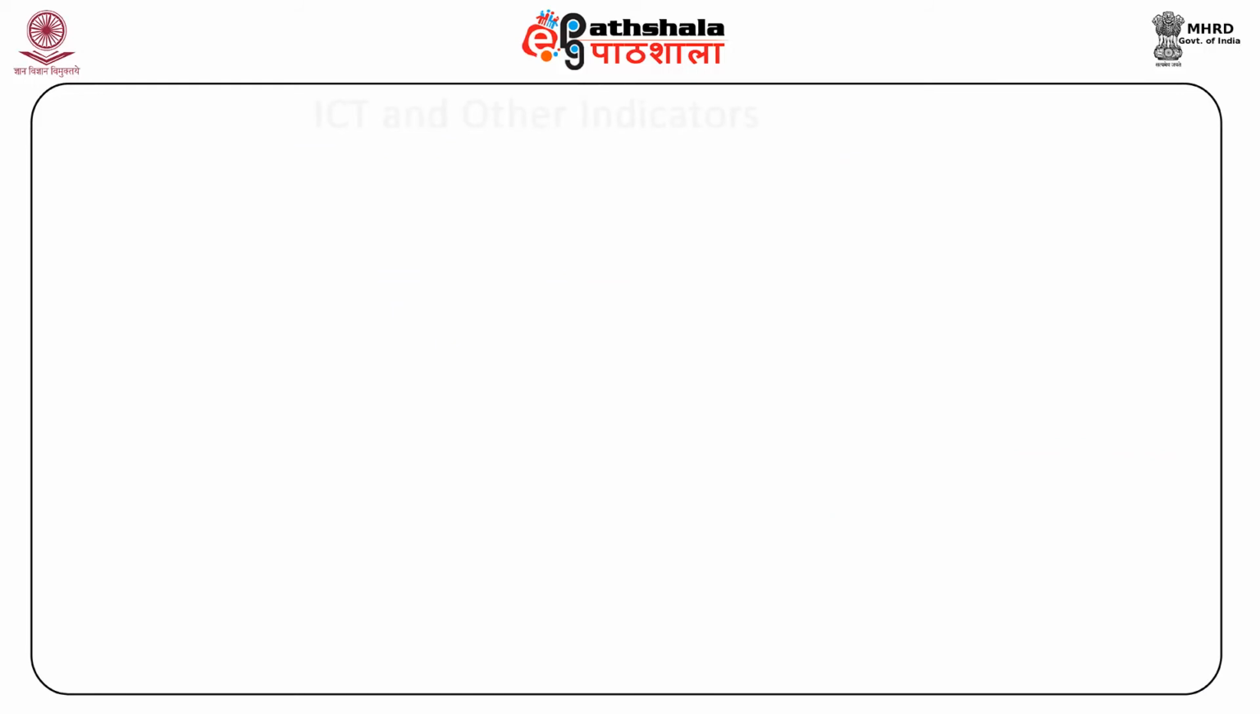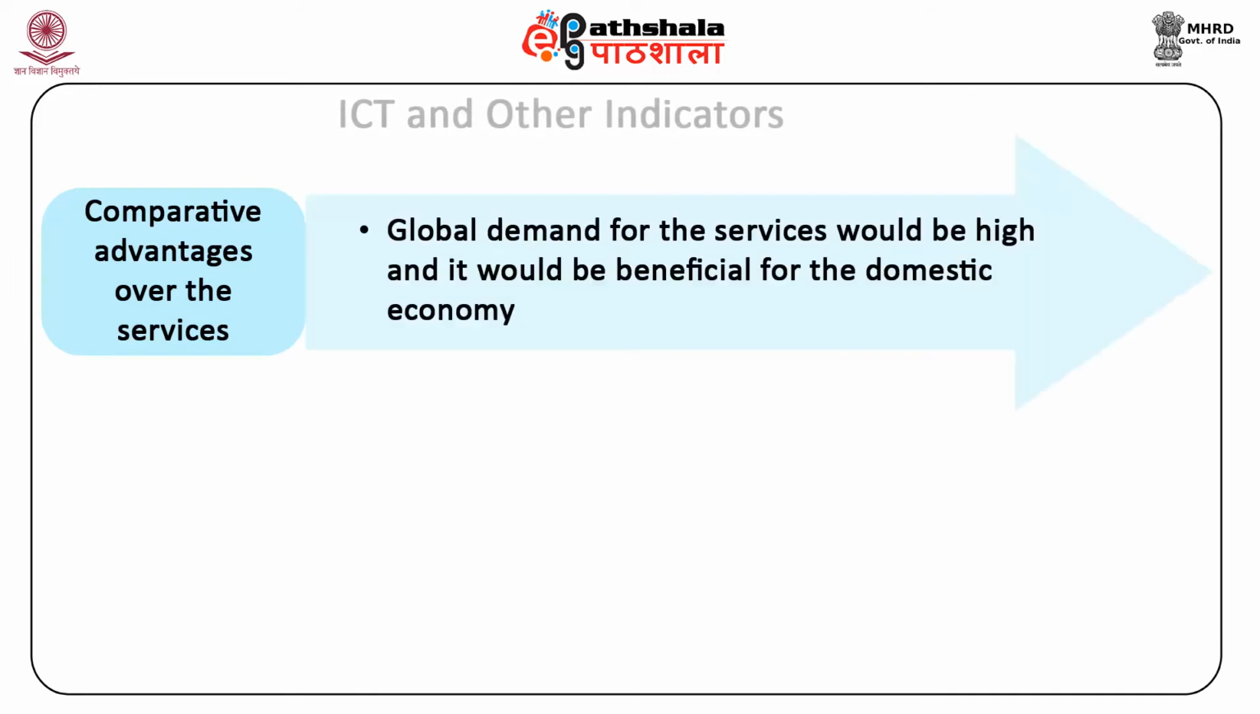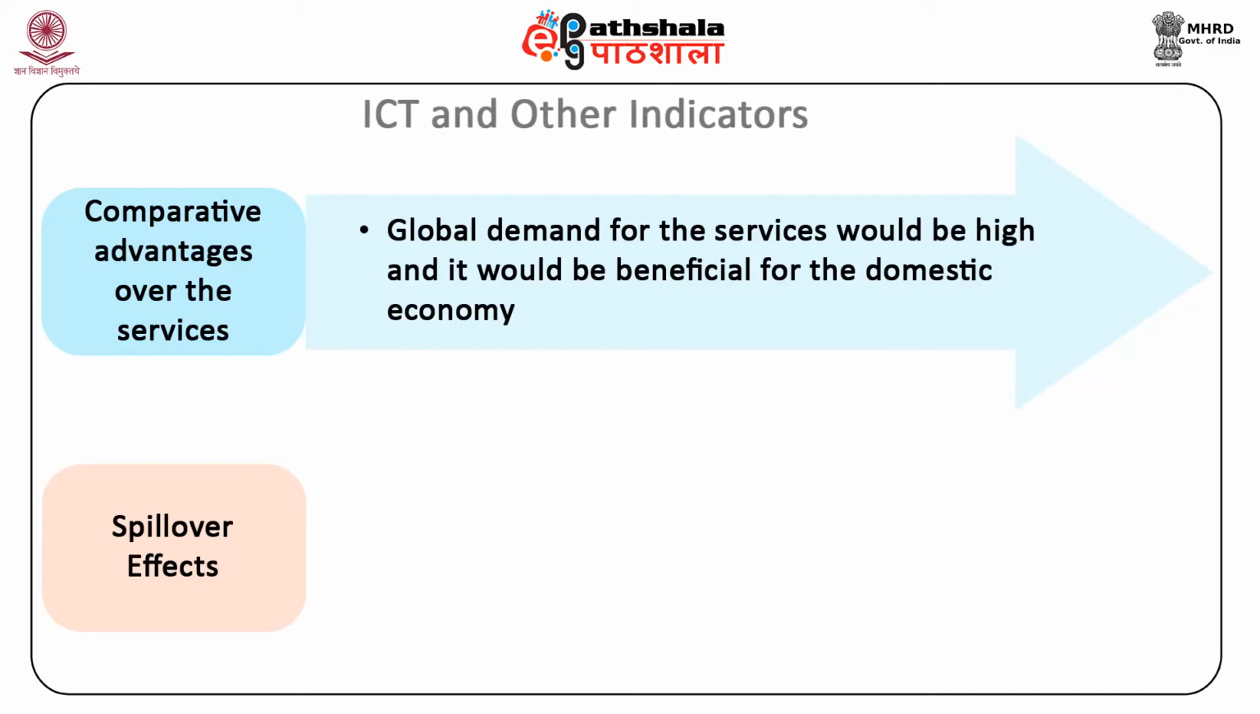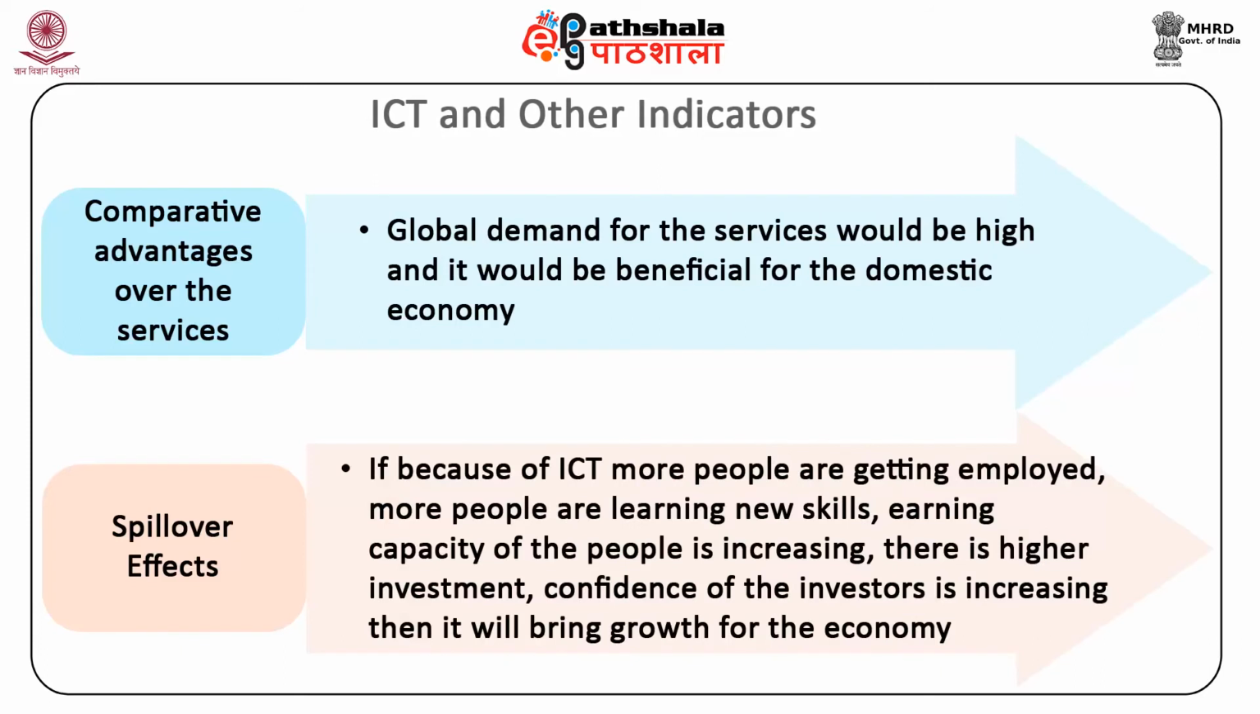ICT and other indicators. Other indicators that determine growth of the country through ICT are that if a country has comparative advantages over the services, then the global demand for the services would be high and it would be beneficial for the domestic economy. Another parameter is spillover effects. If the ICT has positive spillover effect, for example, if because of ICT more people are getting employed, more people are learning new skills, earning capacity of the people is increasing, there is higher investment, confidence of the investors is increasing, then it will bring growth for the economy. Whether the ICT entails positive or negative externality on the society is also a major determining factor.